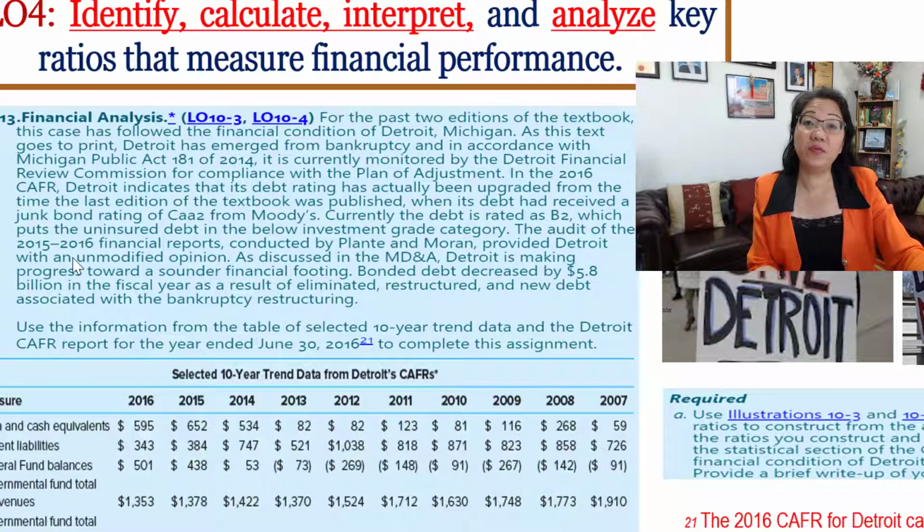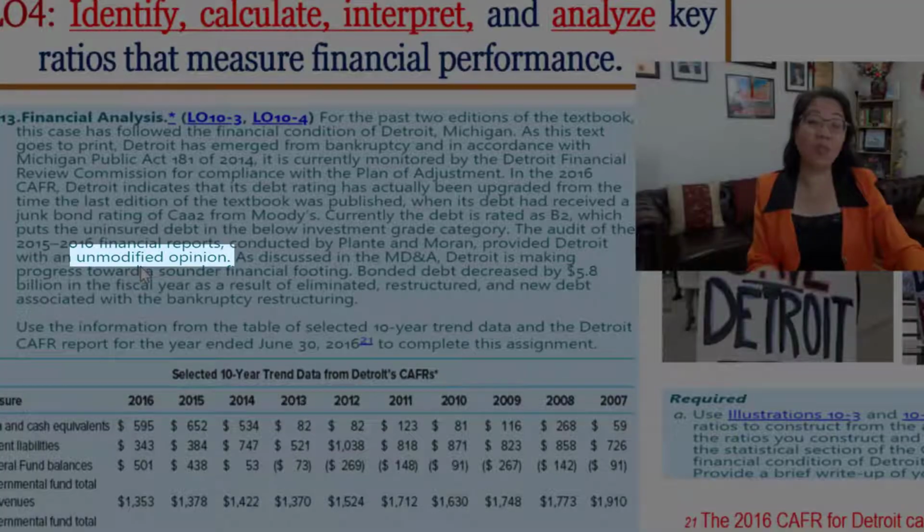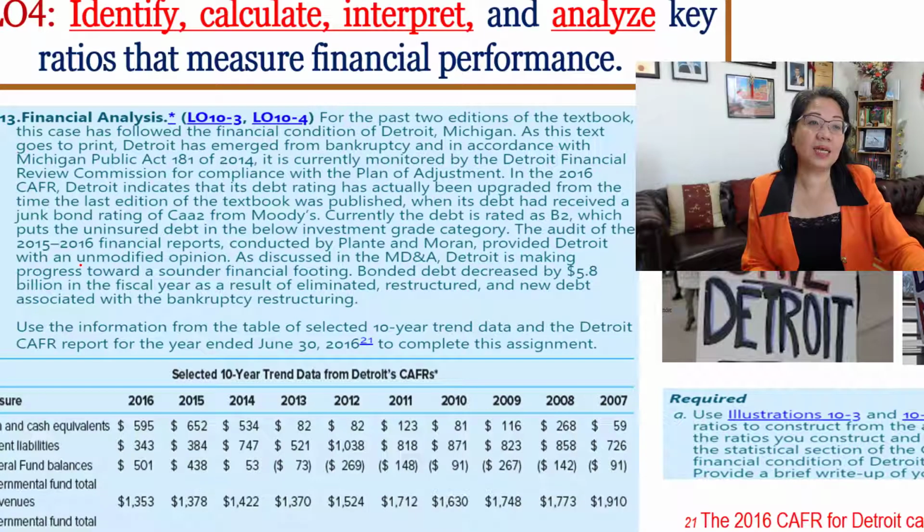The audit of the 2015 to 2016 financial reports conducted by Plante Moran provided Detroit with an unmodified opinion. So what does that mean? It's like a clean bill of health when you get an unmodified opinion from the auditor. As discussed in the MD&A, Detroit is making progress toward a sound financial footing. The bonded debt decreased by $5.8 billion in the fiscal year as a result of eliminated, restructured, and new debt associated with the bankruptcy restructuring.